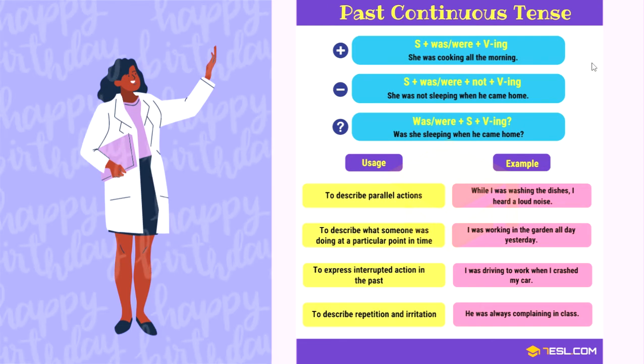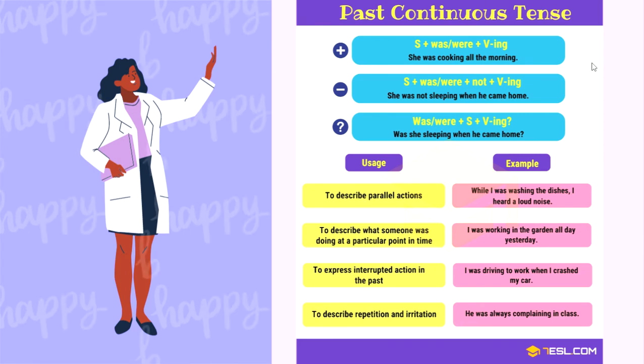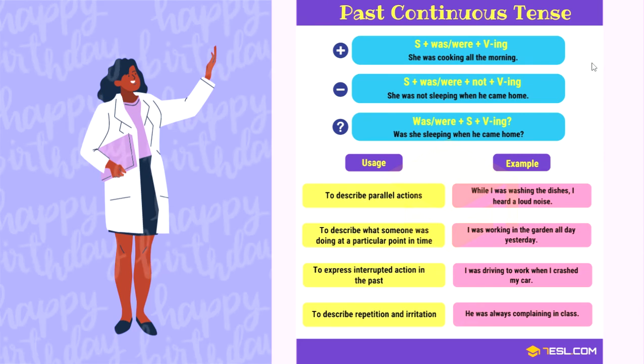And remember, when you use past continuous, the auxiliary in the interrogative changes position with the subject. In this case, it is not now she was, it is was she sleeping, verb with ing, when he came home. Okay, remember that you use past continuous for different things: to describe actions, to describe someone, to express interrupted action, and to describe repetition or iteration.